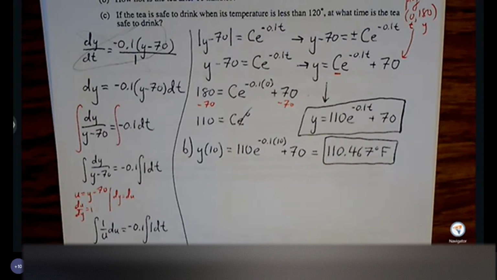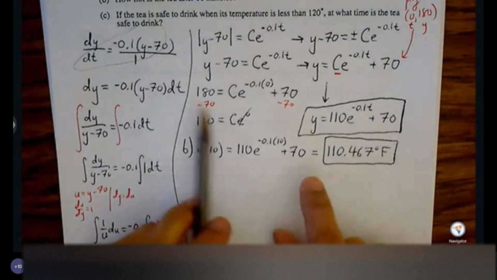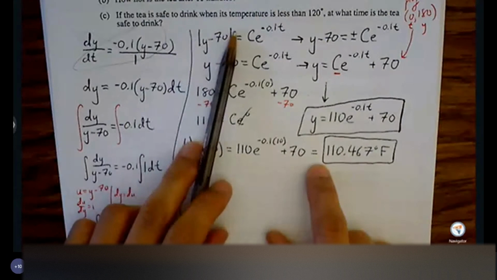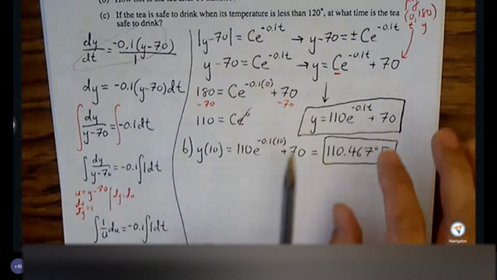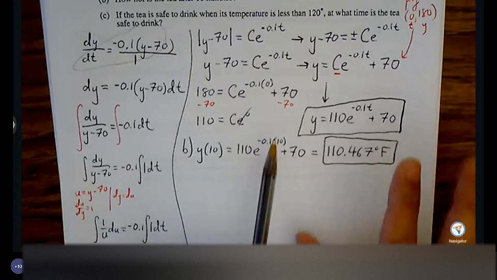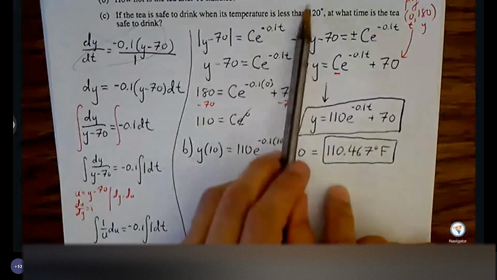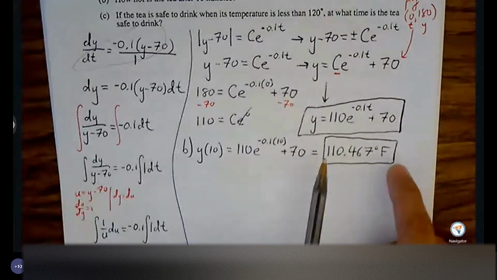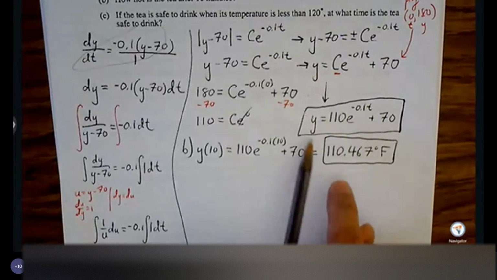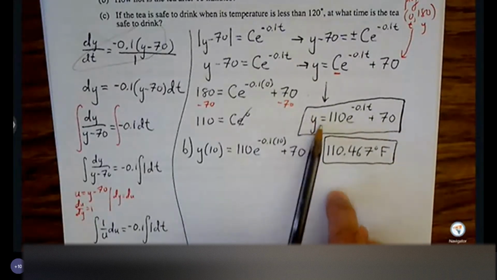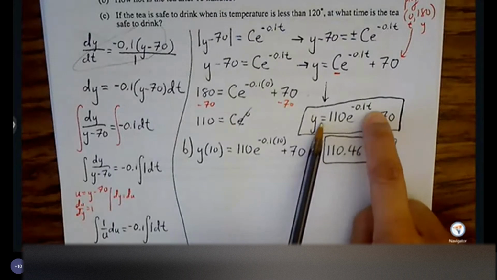Okay, part C. If the tea is safe to drink when the temperature is less than 120 degrees, at what time is the tea safe to drink? So we're basically just going to have to solve for time at this temperature. We're going the other direction. Instead of plugging 10 in for t and solving for y, now we're going to plug 120 in for y and try to solve for t.